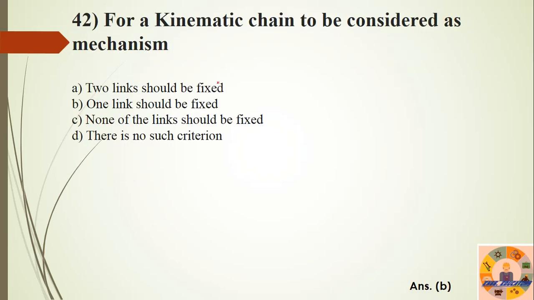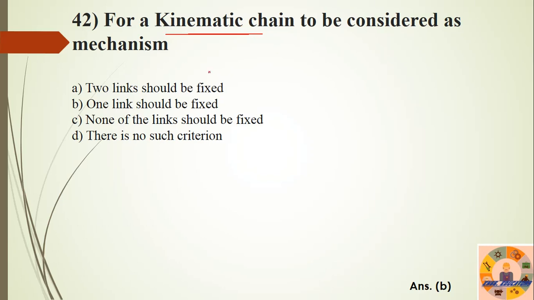Next question is for a kinematic chain to be considered as mechanism. Here the kinematic chain means an assembly of links in which relative motions of the links is possible and the motion of each relative to the other is definite.